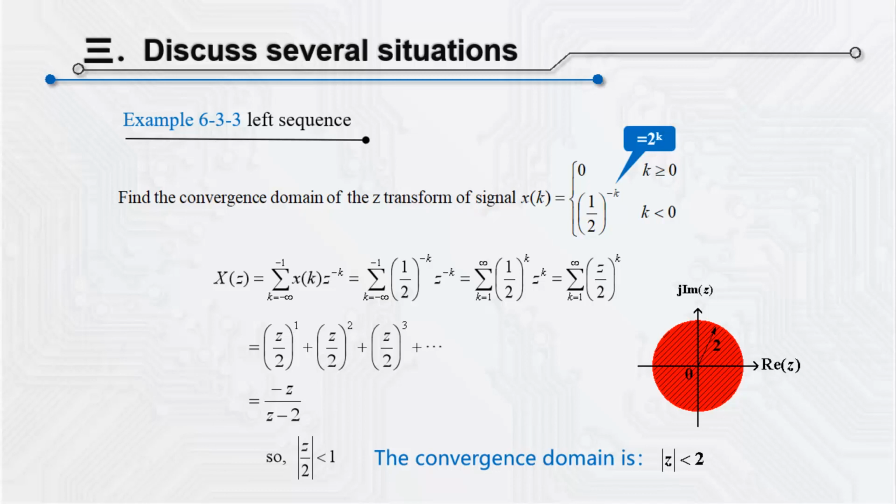You can see the above two situations. The convergence region of the right sequence is the area outside the circle. The convergence region of the left sequence is the area within the circle.